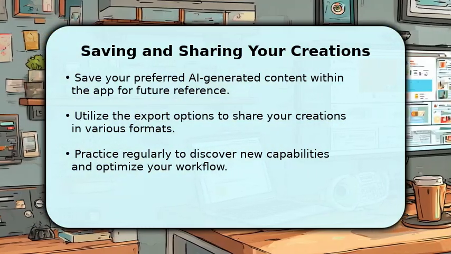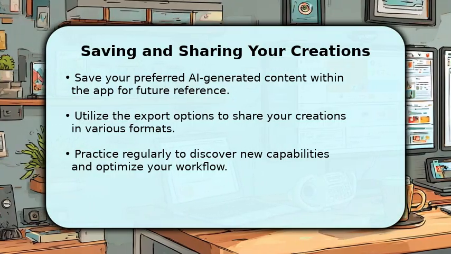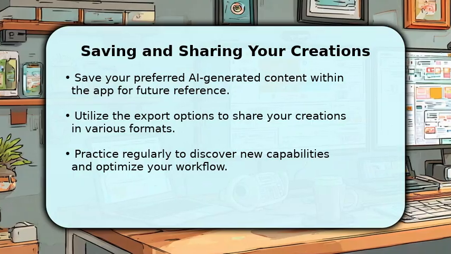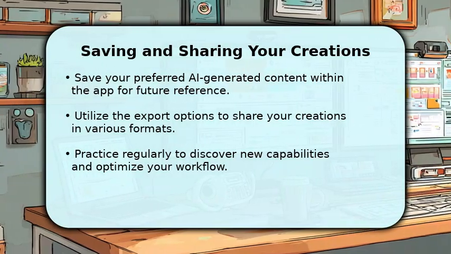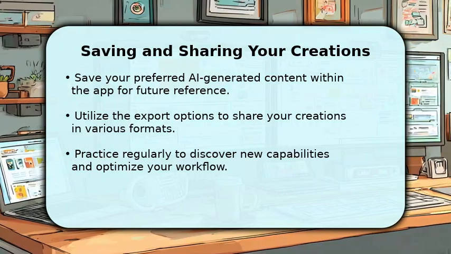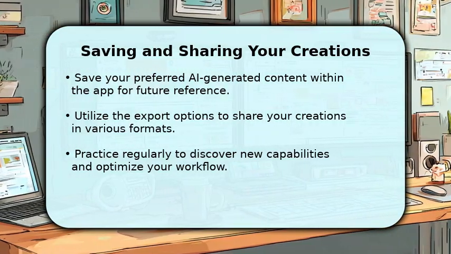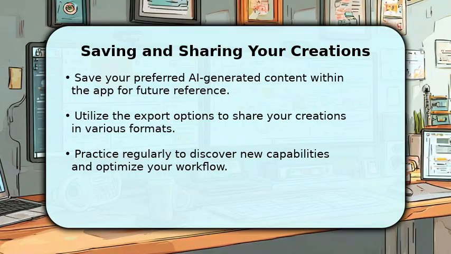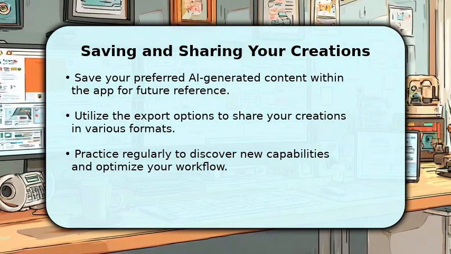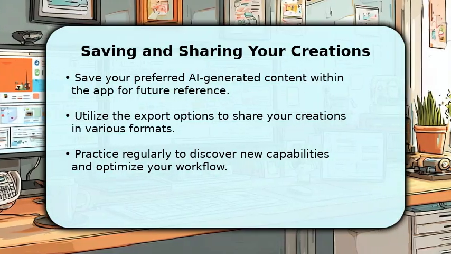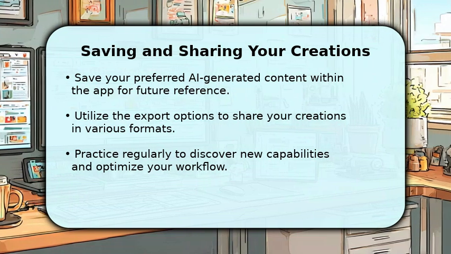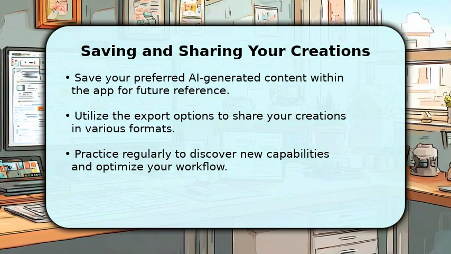After you have perfected your AI-generated content, you will want to save it. The app typically offers a Save button, often found in the top right corner, allowing you to store your work for easy access later. You can then use the share or export functions to send your creations to others or integrate them into other projects. Export options usually include common formats like plain text, PDF, or image files. Consistent practice will help you unlock the full potential of this powerful tool.